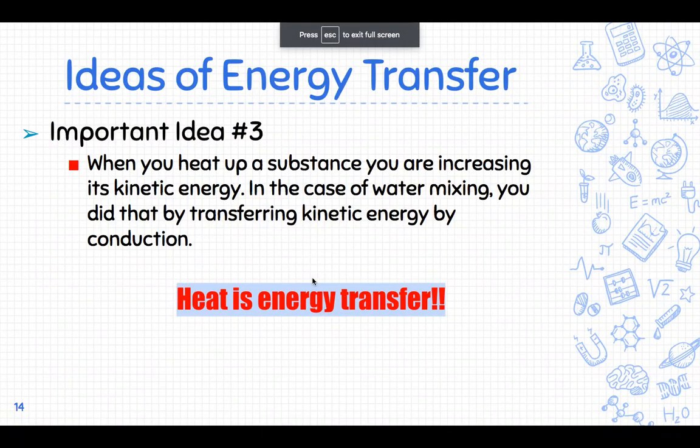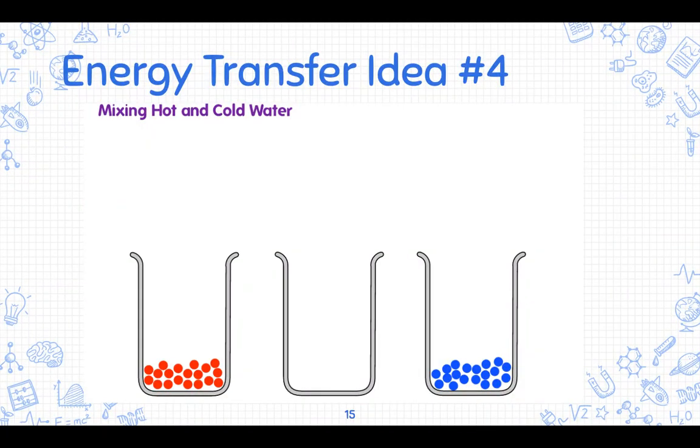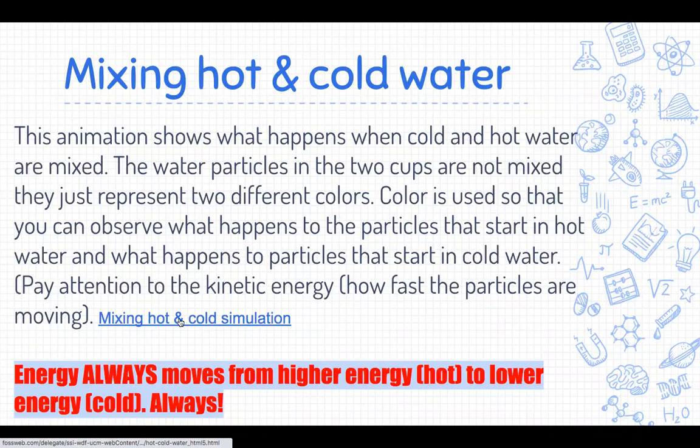So when we heat up a substance, you are increasing its kinetic energy. In the case of the water mixing, you did that by transferring the kinetic energy through conduction, by directly mixing our hot and our cold water together. Here is a good animation of this. This animation shows when hot and cold water are mixed. The water particles in the two cups are not mixed in the beginning. They just represent two different colors, so you can observe what happens to the particles that start in the hot water and what happens to the particles that start in the cold water. Pay attention to kinetic energy, so how fast the particles are moving.